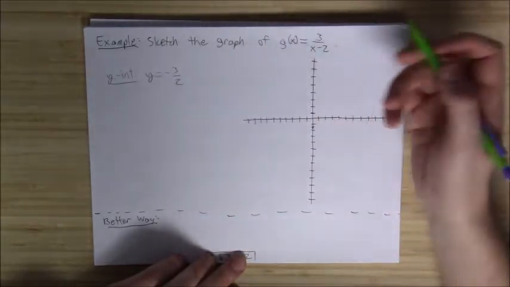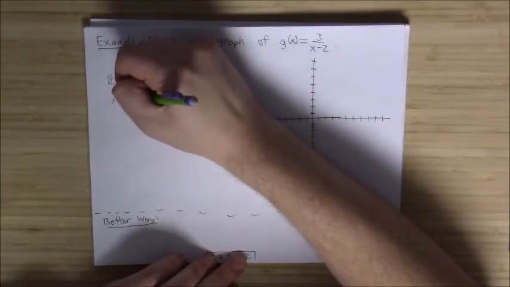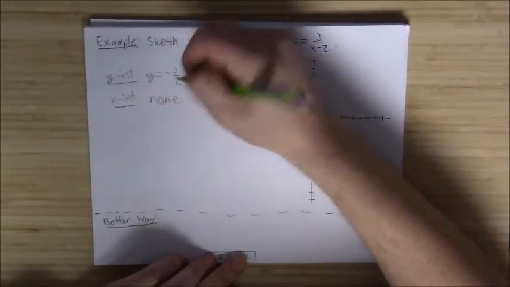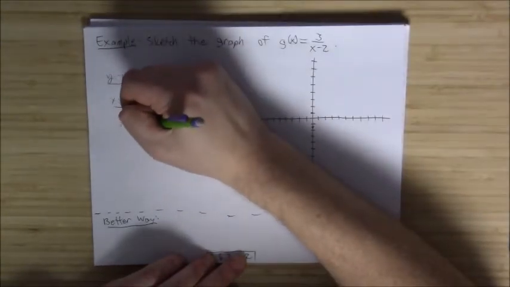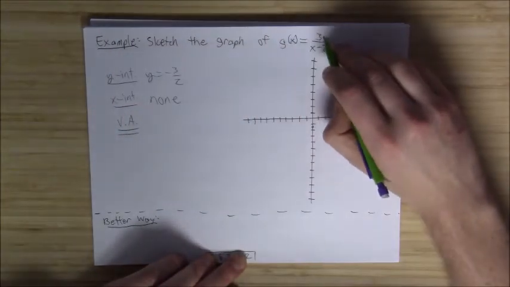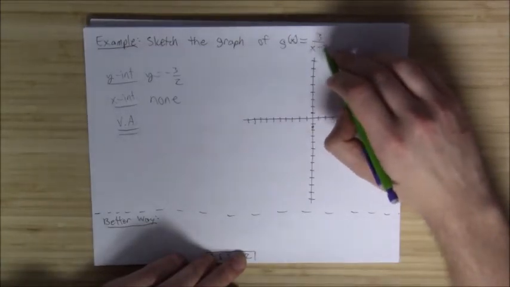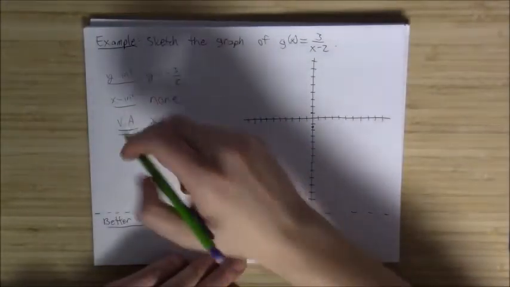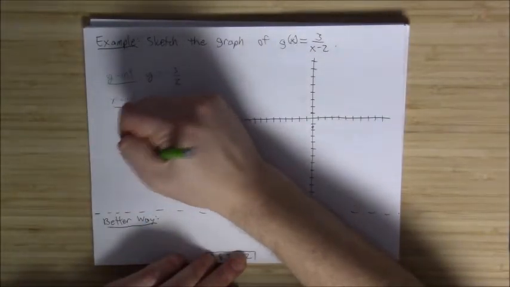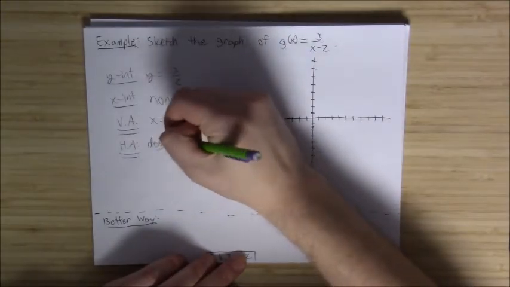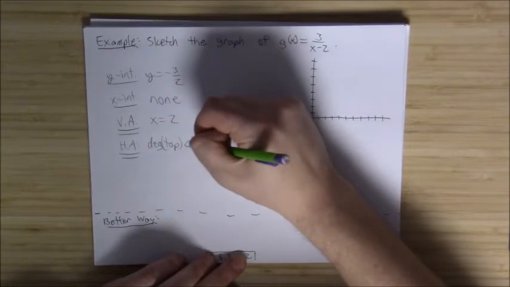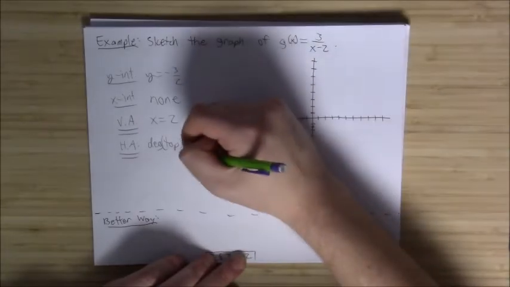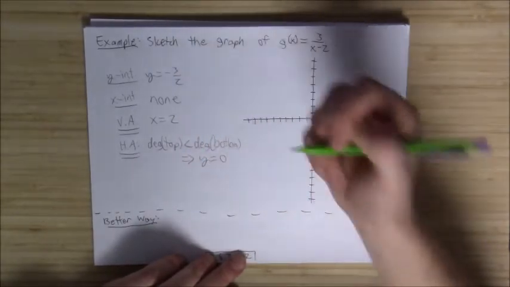Then what do we do? Well, then we find our x-intercepts. There are no x-intercepts because the top is never 0, so none. For the vertical asymptote, the bottom is 0 when x equals 2. The horizontal asymptote is going to be y equals 0 because the degree of the top is less than the degree of the bottom. So, in other words, y equals 0 is a horizontal asymptote.